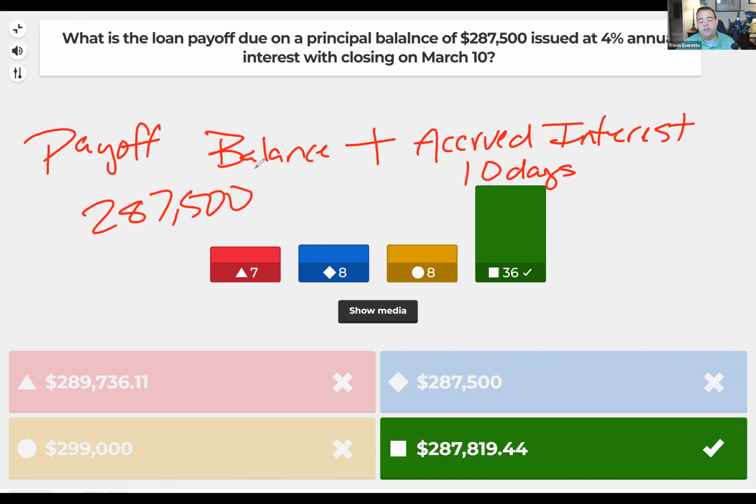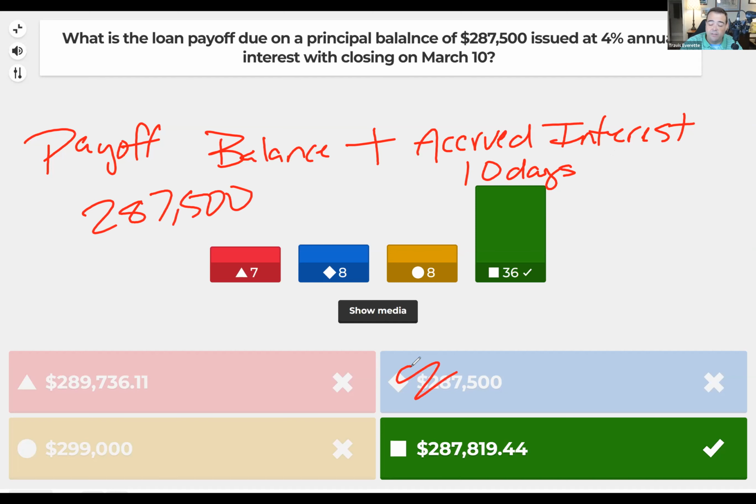Is there an answer we could have eliminated without doing any math at all? Blue. Yeah, blue, 285. The 8 of you that chose blue really need to think about what a loan payoff is. It's not just the balance of the loan, because there's always also going to be what, folks? Interest. Some interest hanging out there.